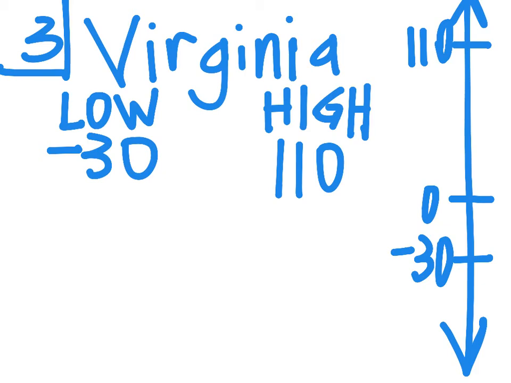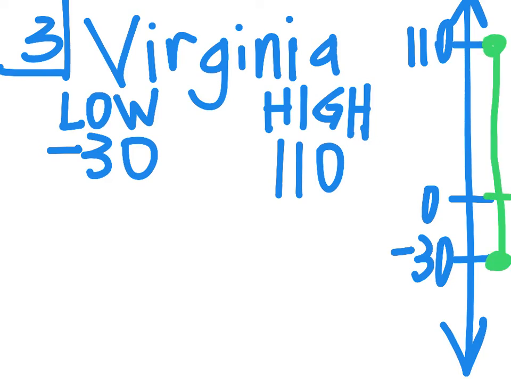Now, I've already written it down. You don't even have to look at the rest of the chart because Virginia says the low temperature was negative 30 and the high was 110. We're trying to figure out the difference between them. So I put them on a number line here. You always have to know where 0 is at. You always got to have 0 on a number line so you know where everything's at. But we're trying to find the difference between them. And difference obviously means subtract.